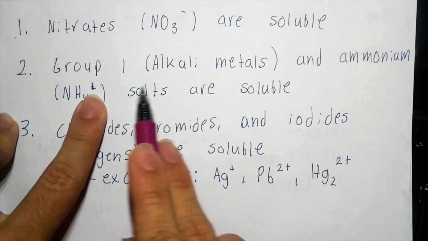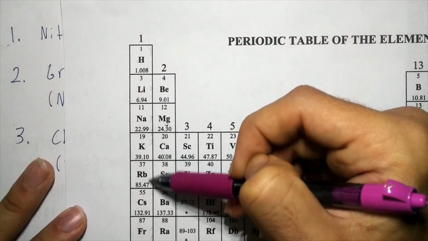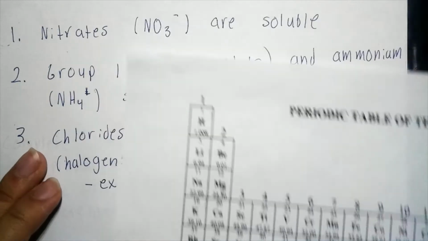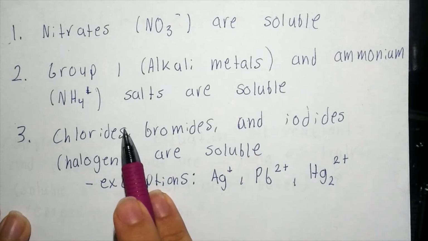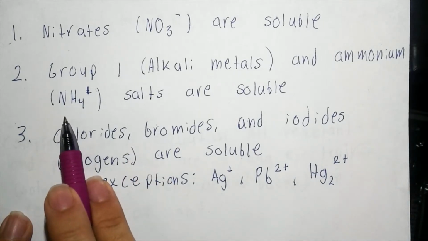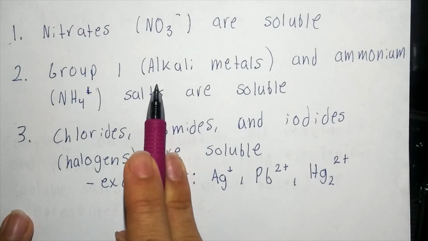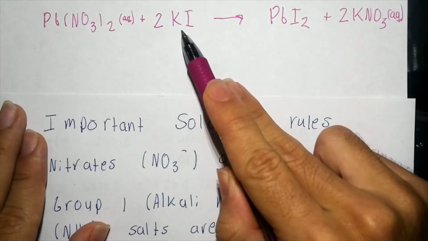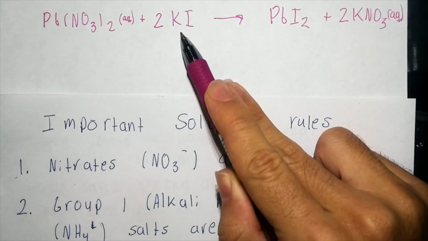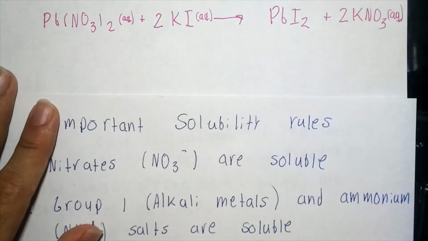Group 1 alkali metals, that's the first column on the periodic table. So if you see anything that has lithium, sodium, potassium, rubidium, you're probably not going to see cesium, you automatically put aqueous. And ammonium ion salts are soluble. So if you have NH4+ or anything from the first column attached to a nonmetal or anion, automatically put aqueous next to it. So we can already do that with KI, potassium iodide. Potassium is a group 1 metal, so you're just going to put an aq right here.